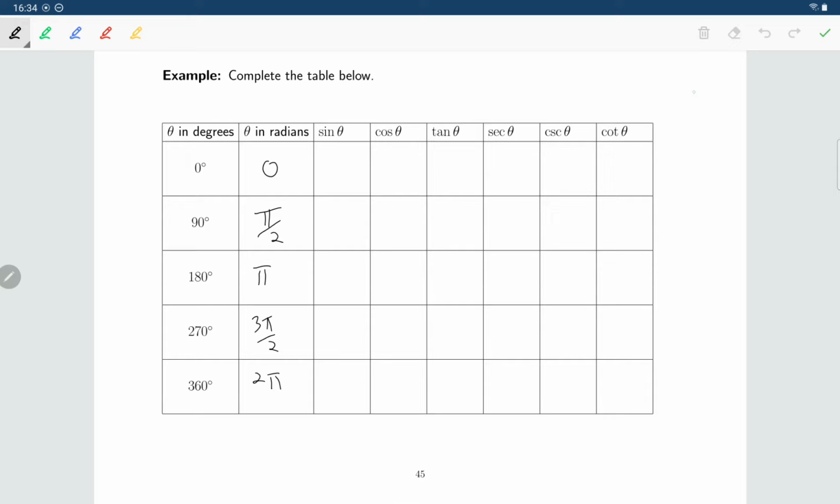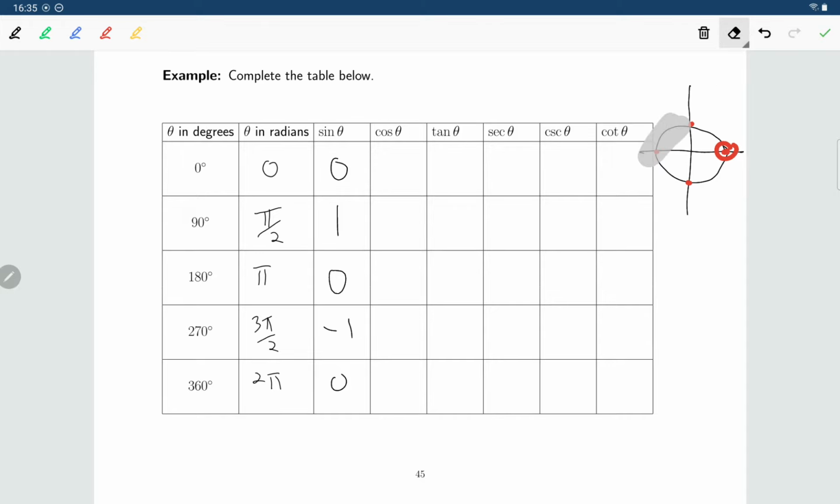And now the idea here, if we're thinking about sine of theta, would be the y value on our unit circle. And so for 0 degrees, the y value would be 0. And then at 90 degrees, the y value is 1. And then at 180, the y value is 0. At 270, the y value is -1. And back at 360, which is the same place as 0 degrees, the y value is 0.